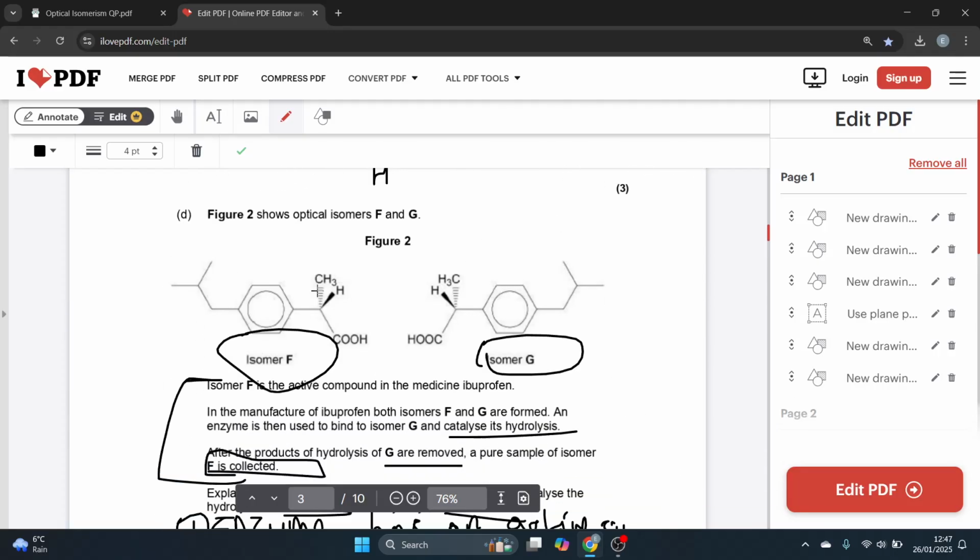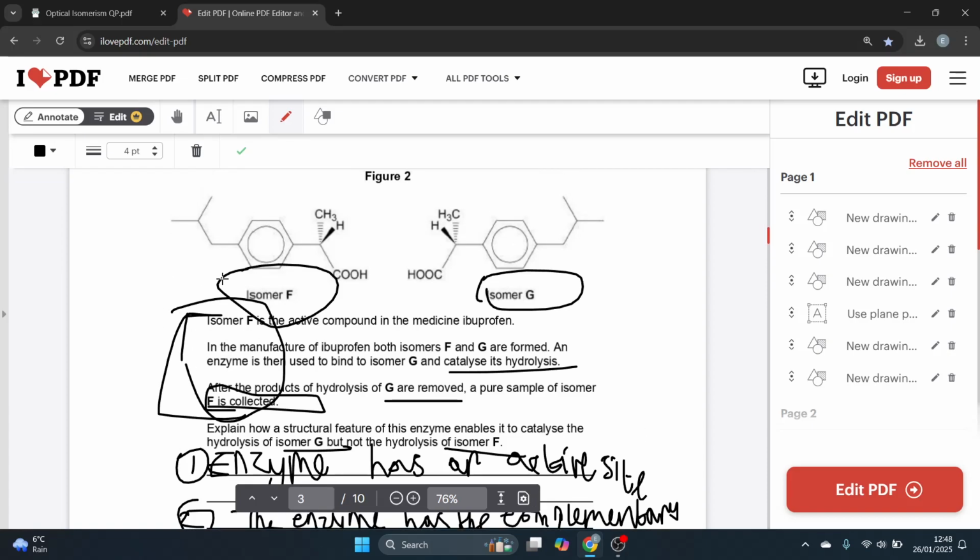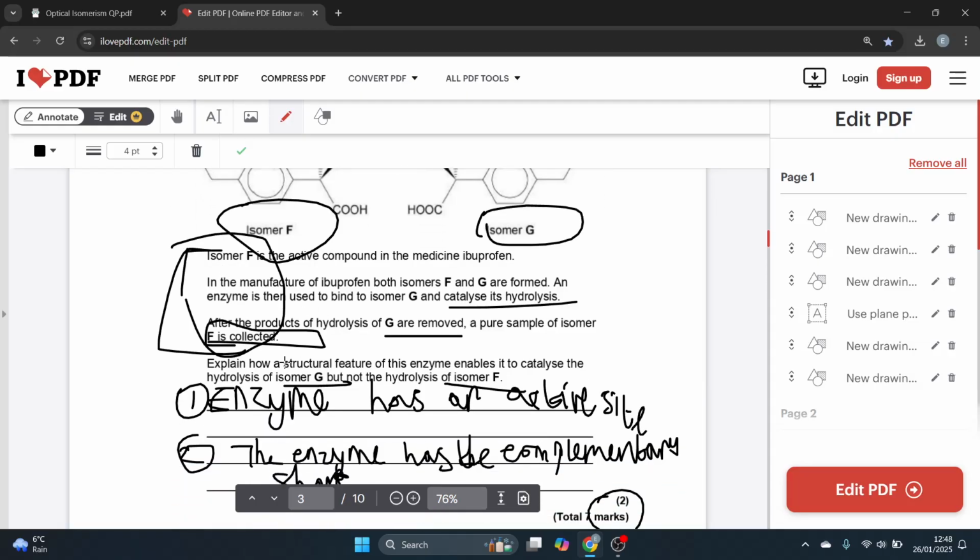Now, obviously, this is a pretty tricky question because of how much information they're giving you, and it's a really unfamiliar context, right? But just think about it. How do you attack this kind of question? Structural features, enzymes. I know enzymes in A-level chemistry, it's not a lot of it, and it's just all about the active site and a complementary shape.